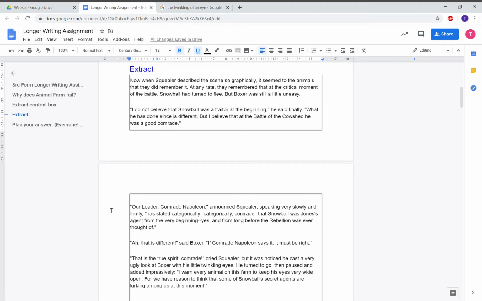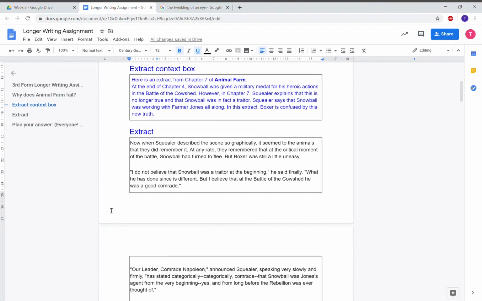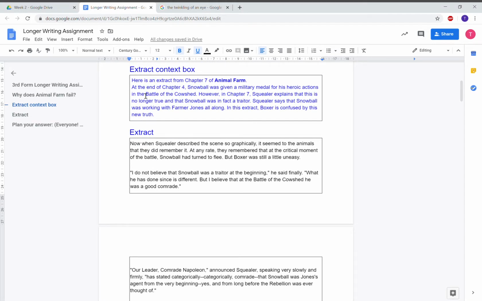It's from chapter 4. Above in blue you have an extract context box. Now all this box is doing is telling you where the extract fits into the story. So in Animal Farm, if you were reading the novel, where would you find this extract? It just gives you a reminder of what happened in the story at this point.